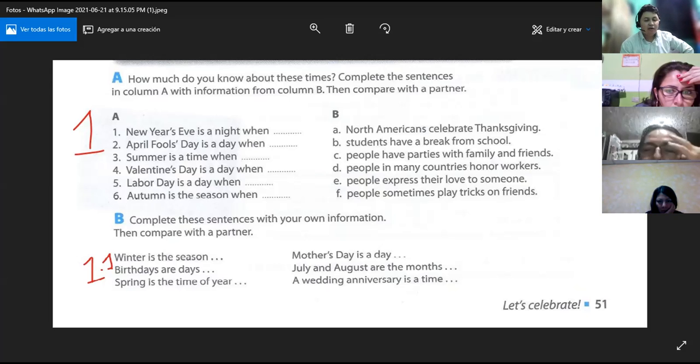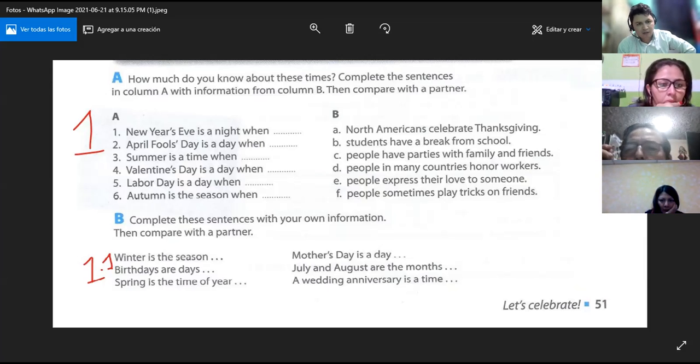All right. April Fool's Day is April the 1st, and that is when people play jokes or pranks on their friends. El Día de los Santos Inocentes. People sometimes play tricks on friends. Correct, that's the one. Labor Day here in El Salvador is May the 1st. Es el día del trabajo over here. Correct, and when they honor workers. That's right.